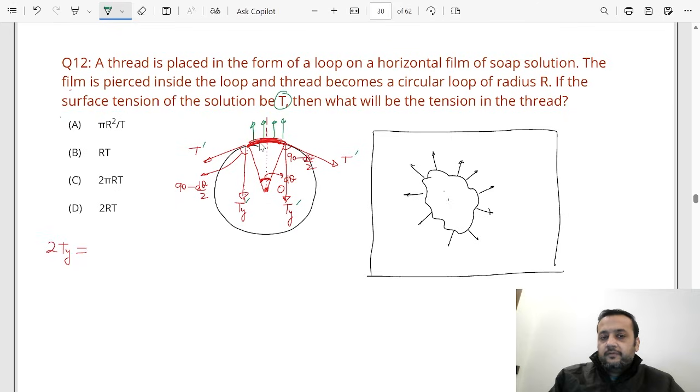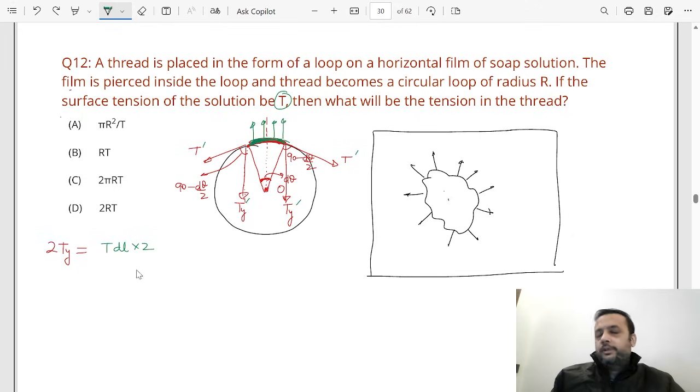Now what is the force of the surface tension acting on this elemental loop? That will be T into dl into 2. Let's understand this. If you look at this small length, let's call it dl. Surface tension acts perpendicular to the line segment, and since this element is almost parallel to the x-axis, the surface tension will be acting in the upward direction, along the y-axis. How do we write the surface tension force? That is the surface tension coefficient multiplied by the length, so T into dl.